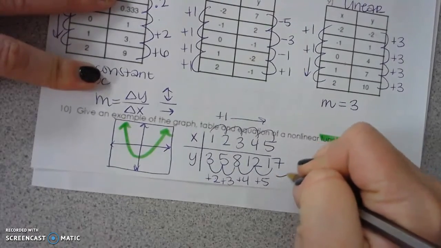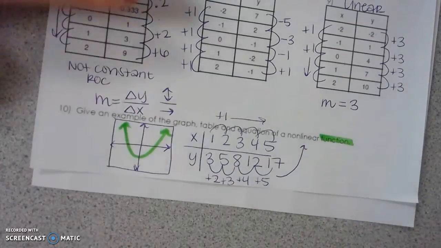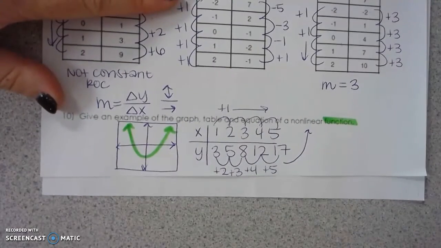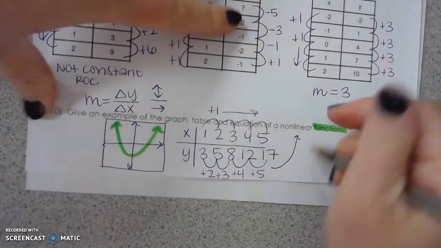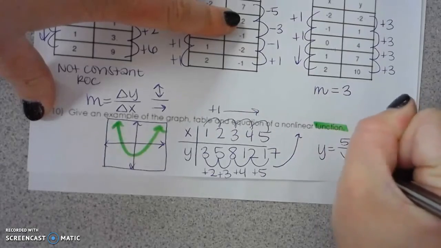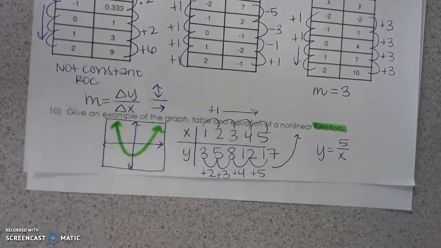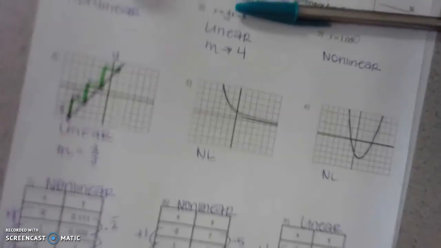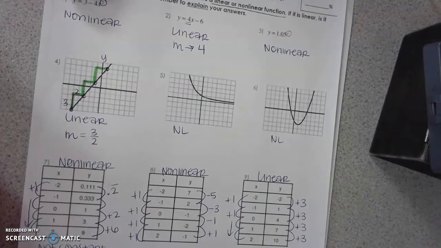It's going to look something like that. So that's going to be nonlinear as well. And then an equation, just anything with an exponent, I'm going to do y equals 5 over x, because that x is in the denominator. And that is your homework. If you guys have questions, just email me and let me know.